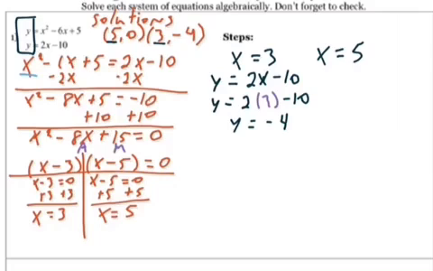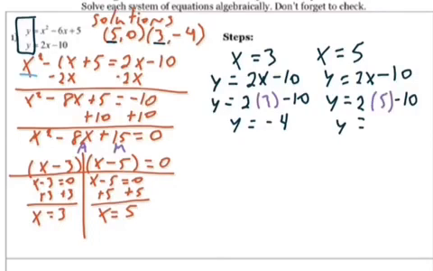You have to do the same thing on the other side, which is going to be y equals 2x minus 10. In place of the x, plug in a 5, so 2 times 5 minus 10, giving you y equals 0. So my one solution is (3, -4), and my other solution is (5, 0).